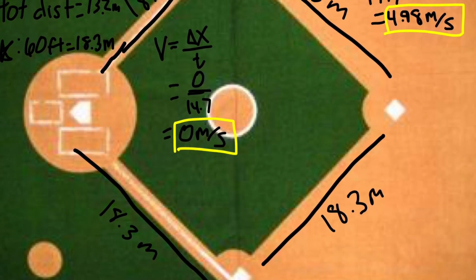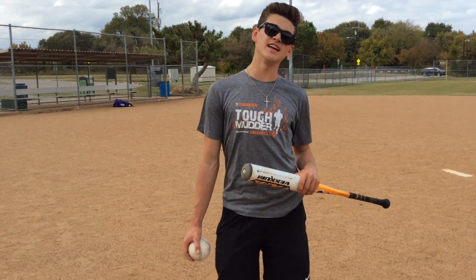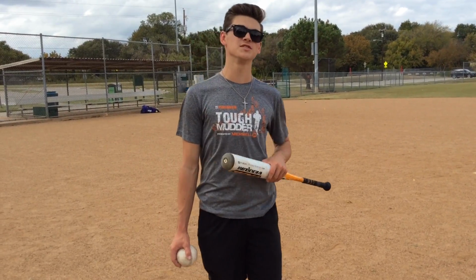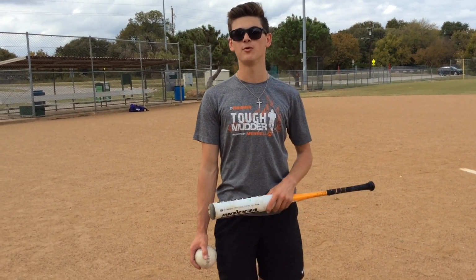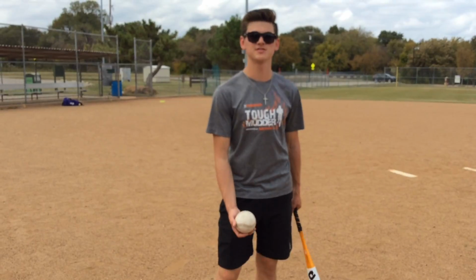Alright, Newton's first law states that an object at equilibrium will stay at equilibrium unless there is a net force. Here's an example of Newton's first law.